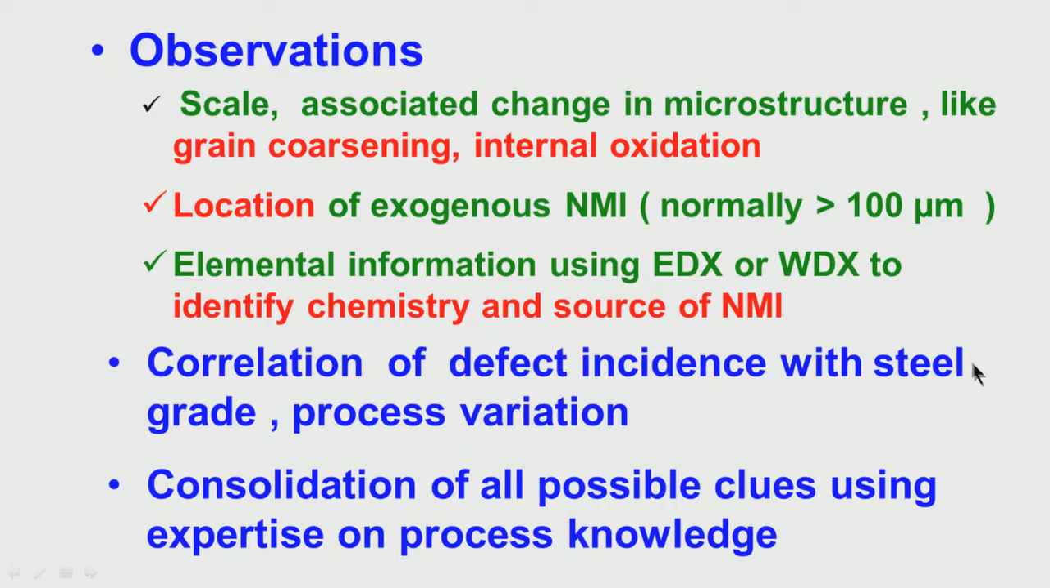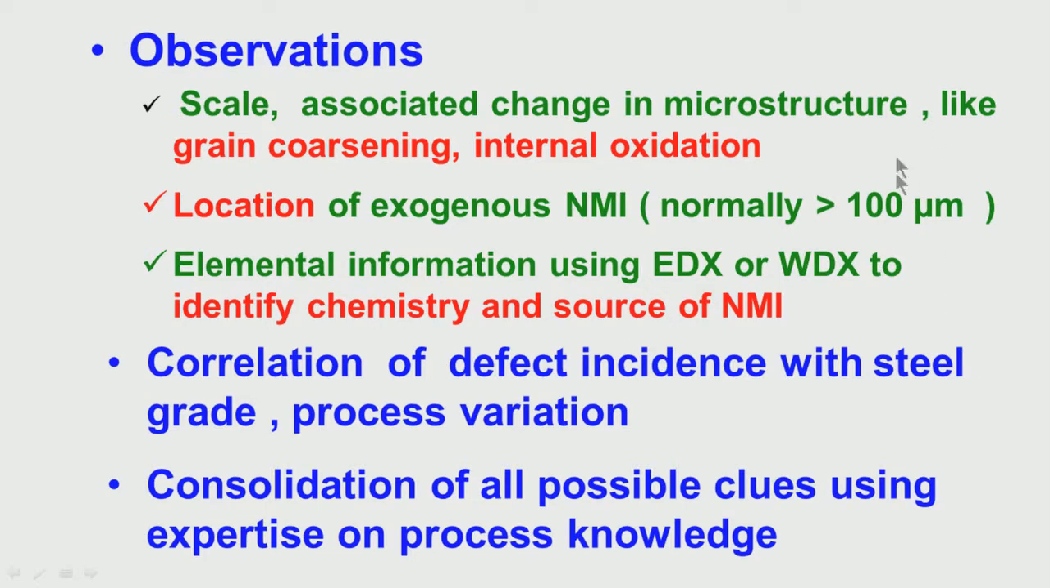So, this is very important. Basically, from the elemental information, we can identify the chemistry of the NMI. That is what is important. From there, if you have prior knowledge, we can know what the possible source of that entrapment is. Now, then what do we do?